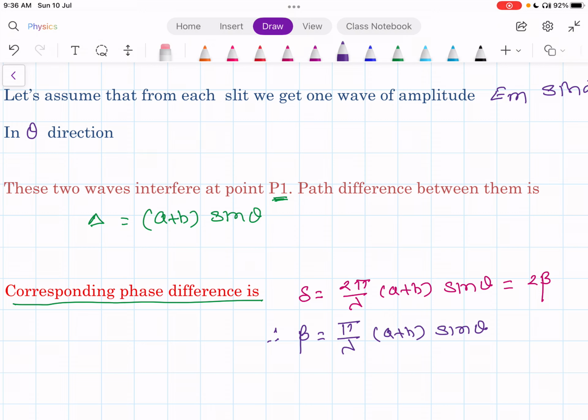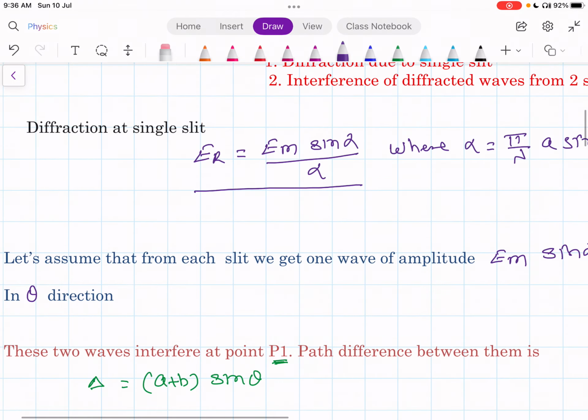It is similar to alpha. In case of Fraunhofer diffraction at a single slit, we assume that alpha is equal to pi by lambda A sine theta. In case of Fraunhofer diffraction at a double slit, we are assuming that beta is equal to pi by lambda into A plus B sine theta.